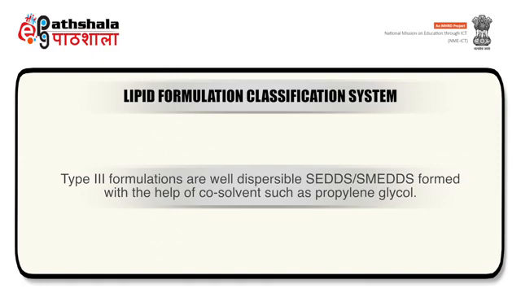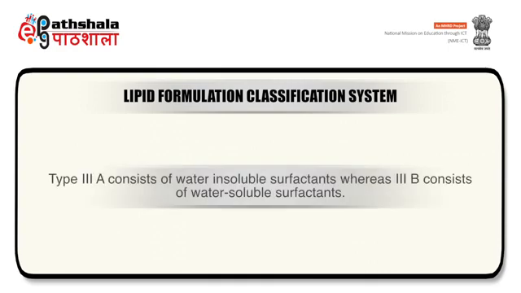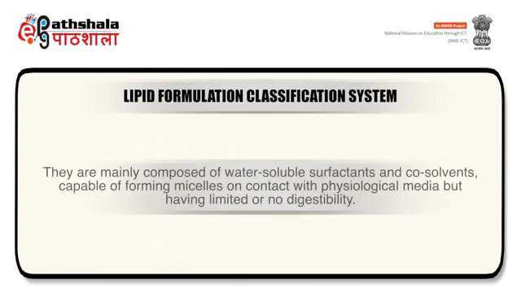Third, type 3 formulations are well dispersible, formed with the help of co-solvents such as propylene glycol. Digestion is not needed for these formulations. These are subdivided into 3A and 3B systems. The 3A system consists of water-insoluble surfactants, whereas 3B consists of water-soluble surfactants. Fourth, type 4 formulations contain no oil. They are mainly composed of water-soluble surfactants and co-solvents capable of forming micelles on contact with physiological media but having limited or no digestibility. So lastly, now we will conclude the module.